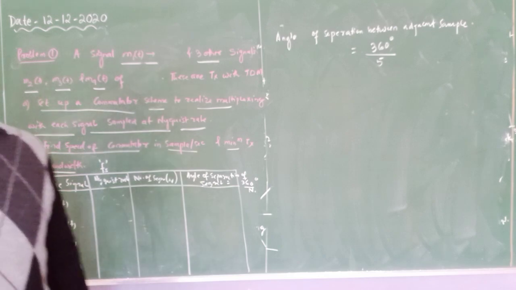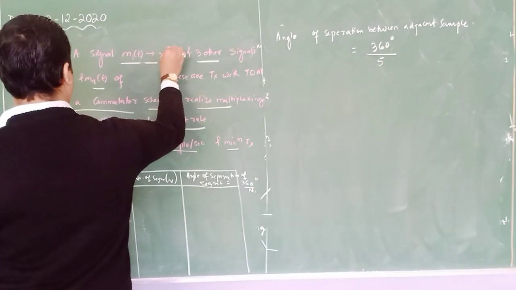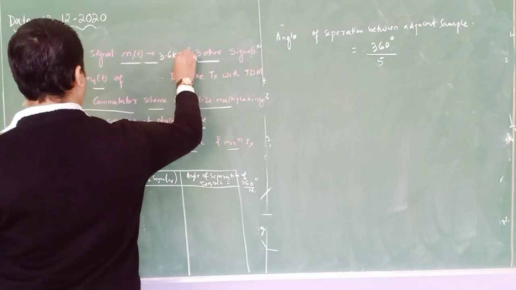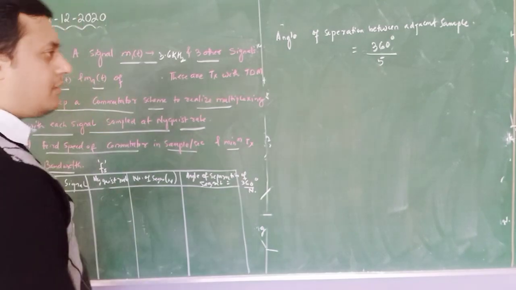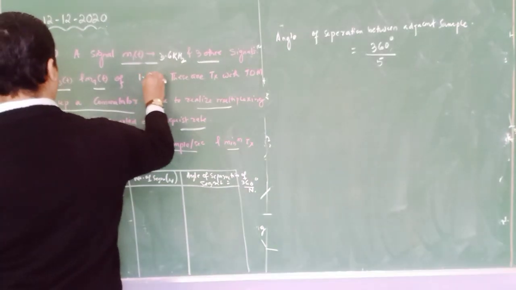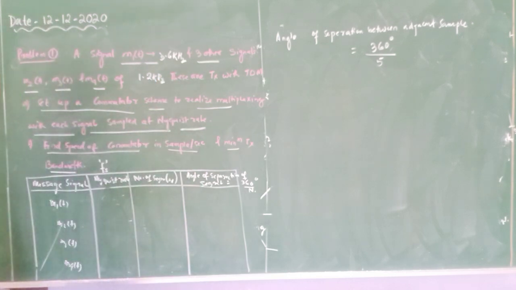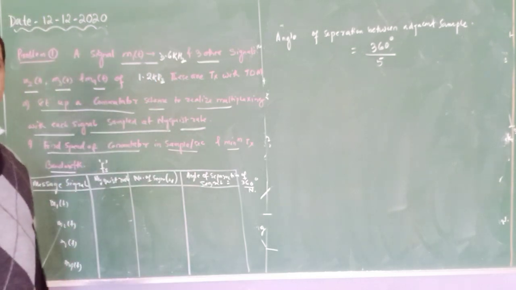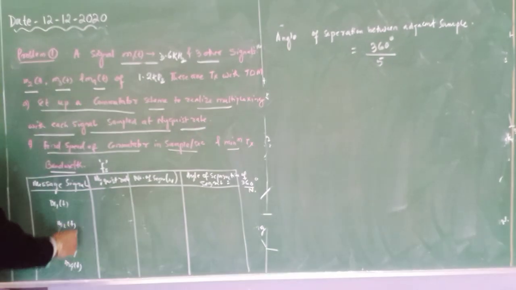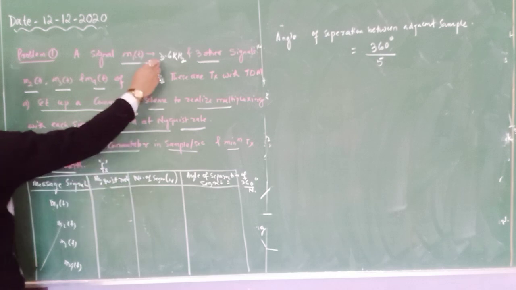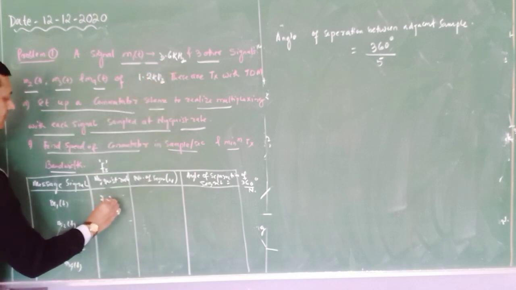Same question, I am changing the frequency component. M1 is 3.6 kilohertz and M2, M3, M4 are 1.2 kilohertz. Done. Same thing we have to determine, but the values are different now. So first I need to calculate the Nyquist rate. So 3.6 into 2, how much is it? 7.2 kilohertz.